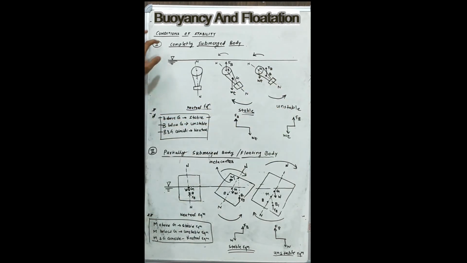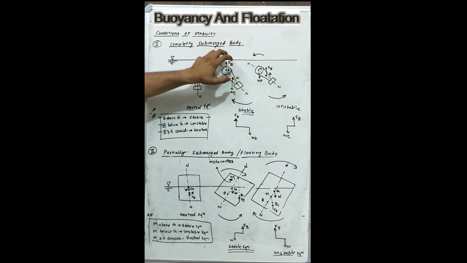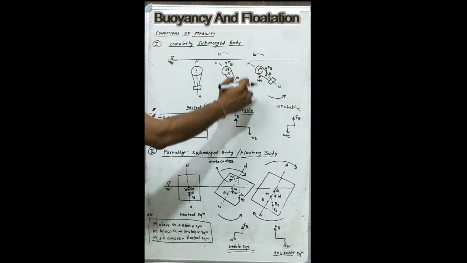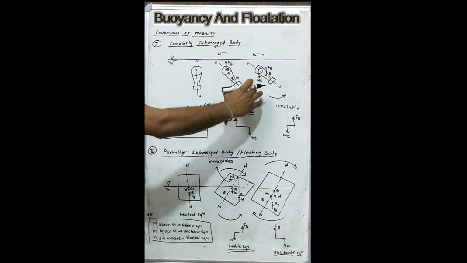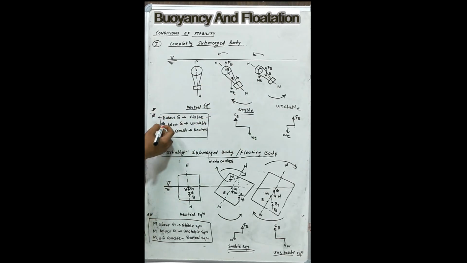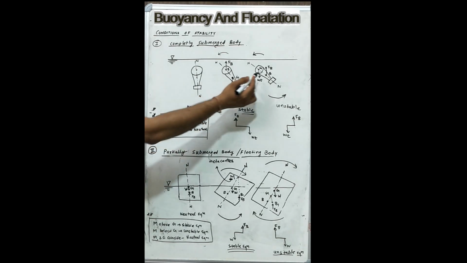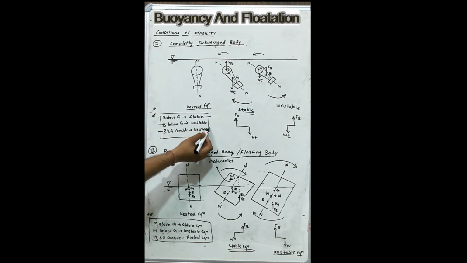So in the case of a completely submerged body, there are three possible cases. When the center of buoyancy is above the center of gravity, it is stable equilibrium. We give a couple in the anti-clockwise direction, and a restoring couple happens in the clockwise direction. The disturbing couple is equal to the restoring couple here, so it is a stable condition. So when B is above G, it is stable equilibrium. When B lies below G, it is unstable equilibrium, and when B and G coincide, it is neutral equilibrium. This is the case of a completely submerged body.